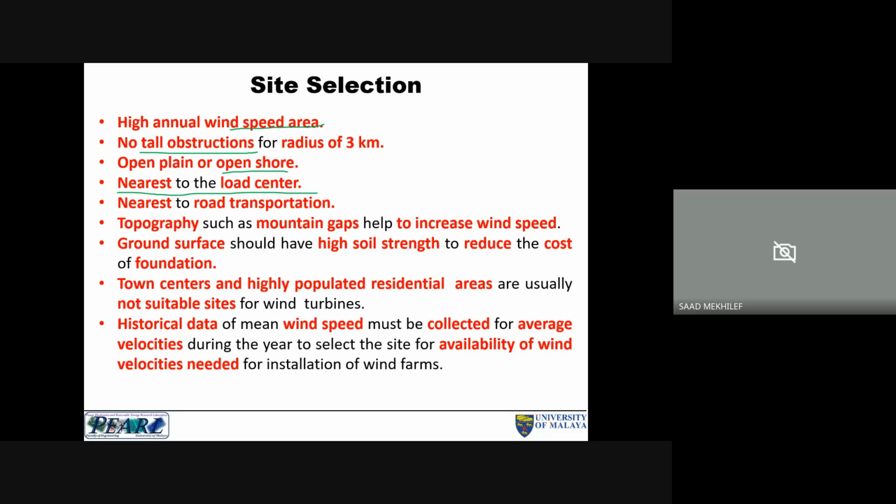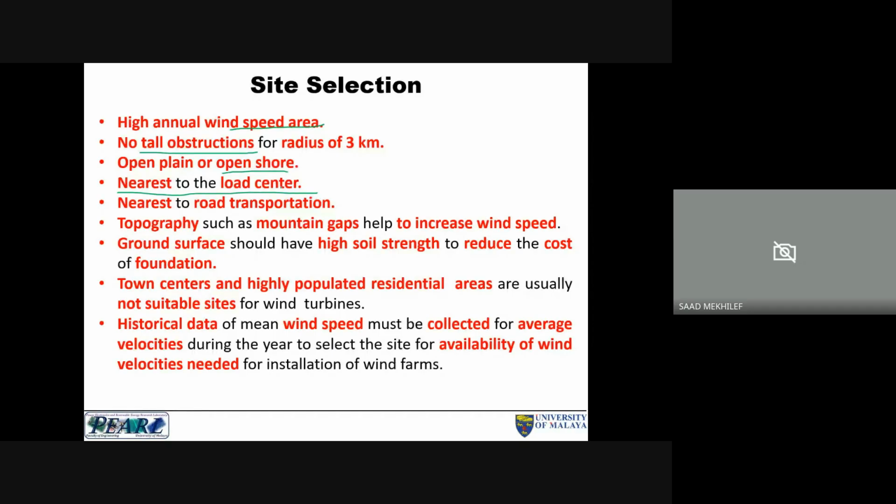Or if it is not near the load center, it can be near the grid, because sometimes you need to connect to the grid, right? You cannot install wind turbines when you don't have the grid, or the grid is very far, so you need to do a grid extension. So it is very important, and later on I will mention this in the forecasting.